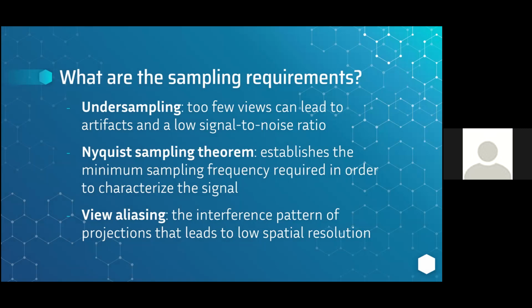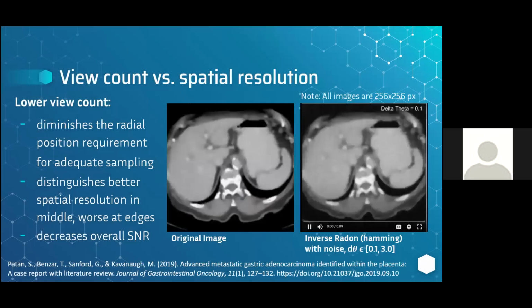In order to understand the field of view in which you do have adequate sampling, we can consider view aliasing. This concept describes how overlapping projections cause a buildup of sampling in the center of the image and a lack of sampling in the periphery of an image. In other words, view aliasing explains why the edges of an image do not have as high a spatial resolution as the middle of an image.